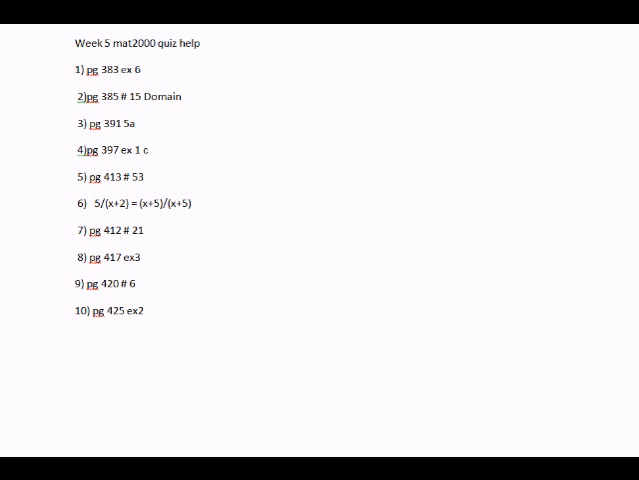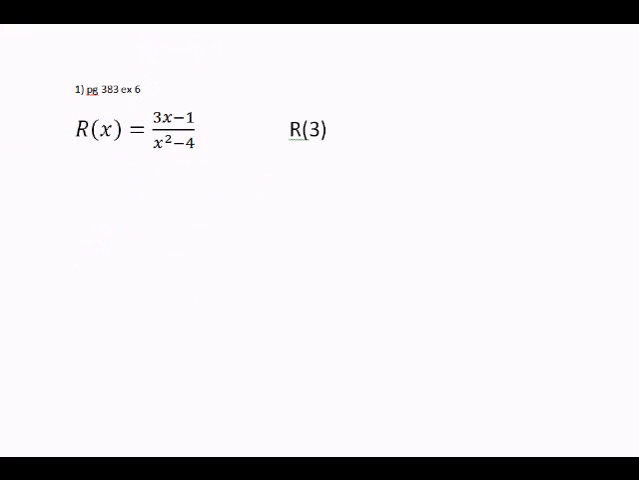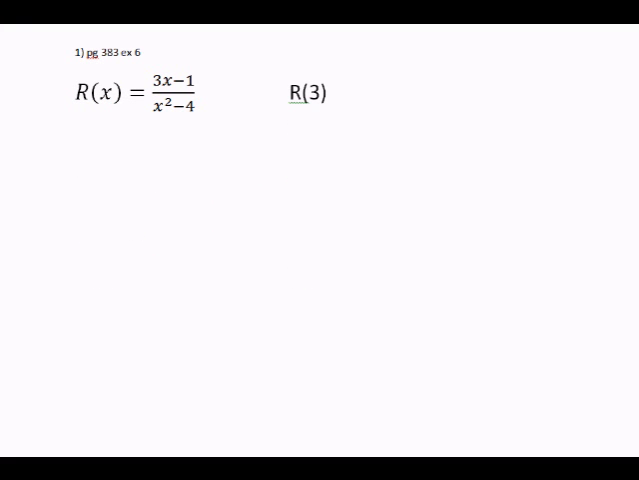So here are the 10 problems, and we're just going to go one step at a time and do each one. Now, the first one is the easiest of them all. I'm on page 383 if you have your book. Example 6. It says evaluate the following rational function. First of all, rational means a fraction. So a rational function is a fraction with a function. This is just the symbol for the function, and we have 3x minus 1 over x squared minus 4.